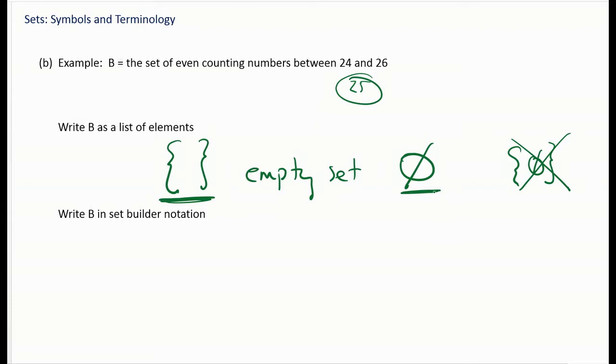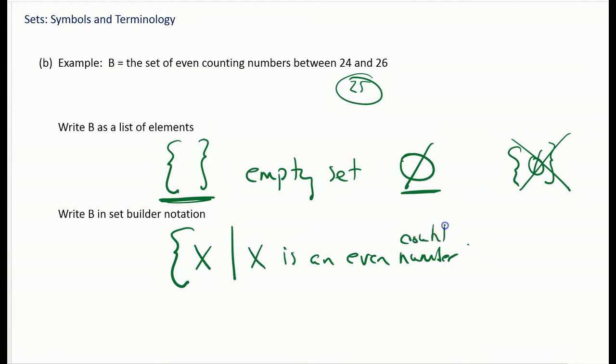And then finally, write B in set builder notation. So again, set builder notation means we need the curly brackets. You need a variable such that, and then you just list in words what your criteria is. And that's, again, X is an even counting number between 24 and 26, or you could, again, just say, hey, that's the empty set.